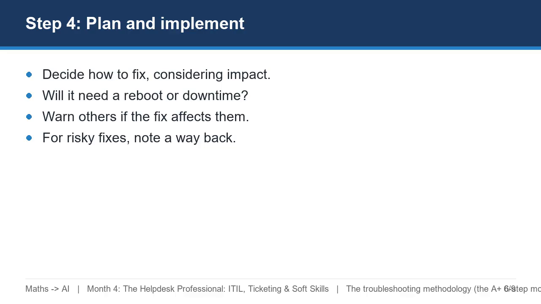Step 4 is to plan and implement the solution. Now that you've confirmed the cause, think about how to fix it, and what the impact will be. Will the fix need a reboot, or cause downtime? Should you warn other people first? Then implement it cleanly. For anything risky, make a note of how you'd undo it. A moment of planning here prevents you from turning a small fix into a bigger incident.